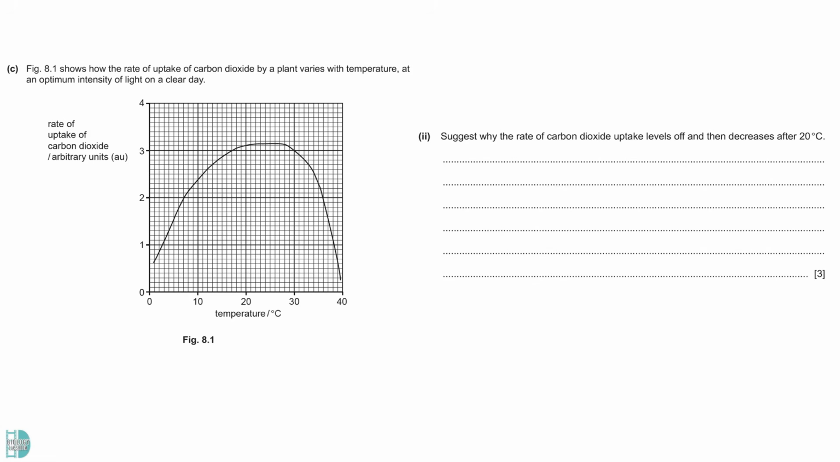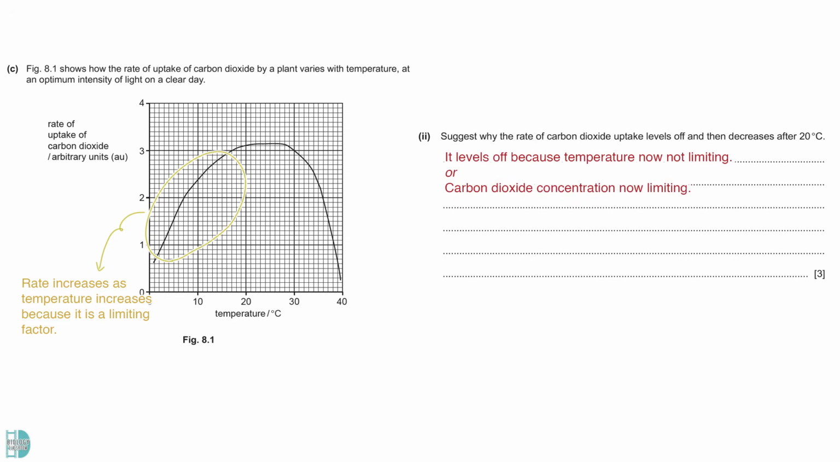2. Suggest why the rate of carbon dioxide uptake levels off and then decreases after 20 degrees Celsius. Initially, the rate increases with rising temperature because temperature is a limiting factor. At higher temperatures, the graph levels off because temperature is no longer a limiting factor. Other factors, such as carbon dioxide concentration, are now limiting the rate.